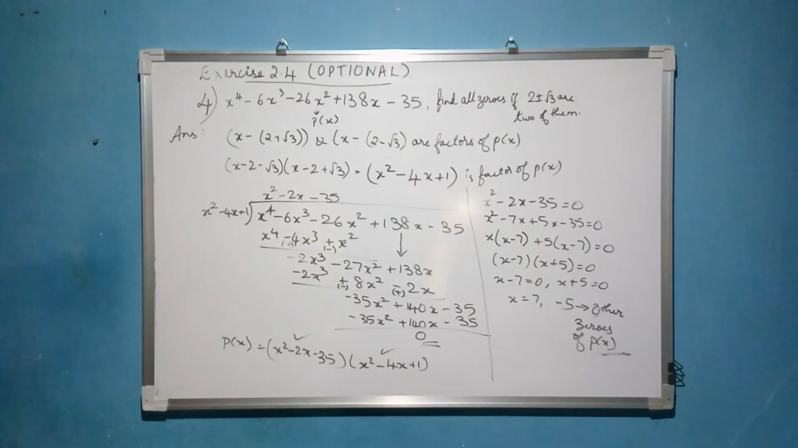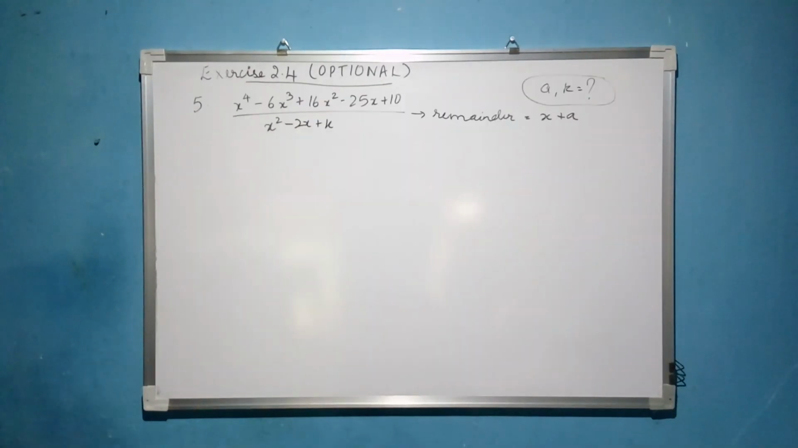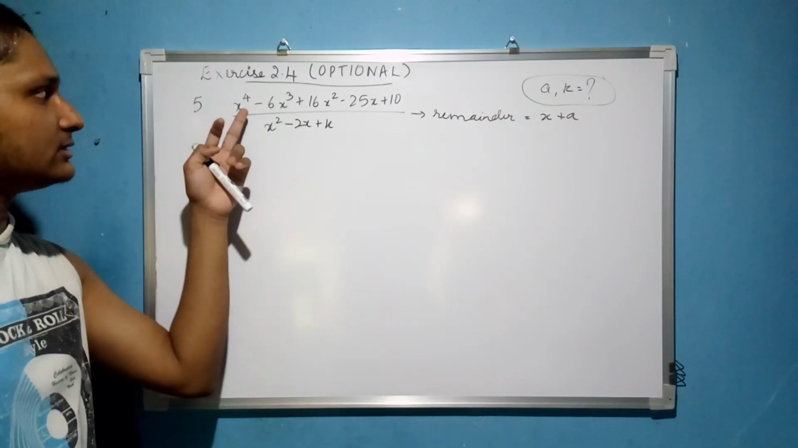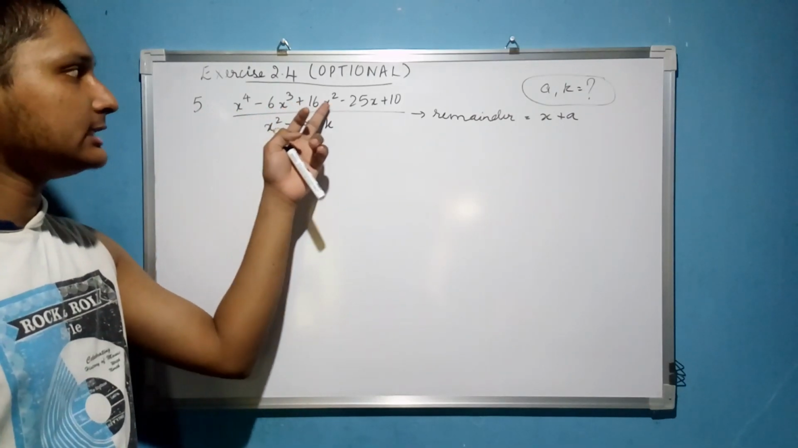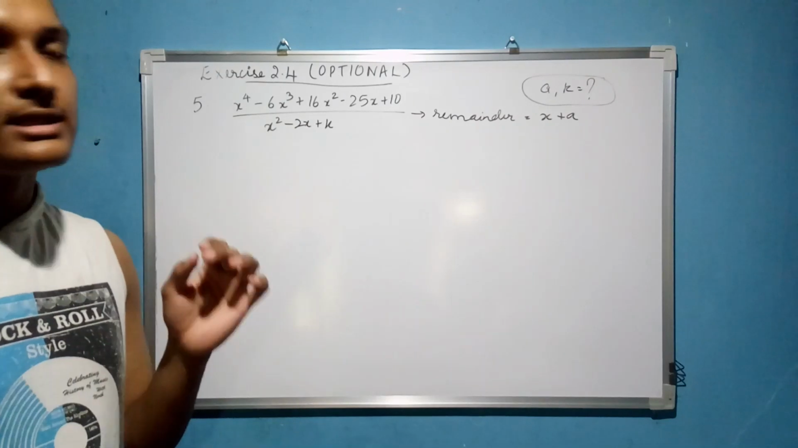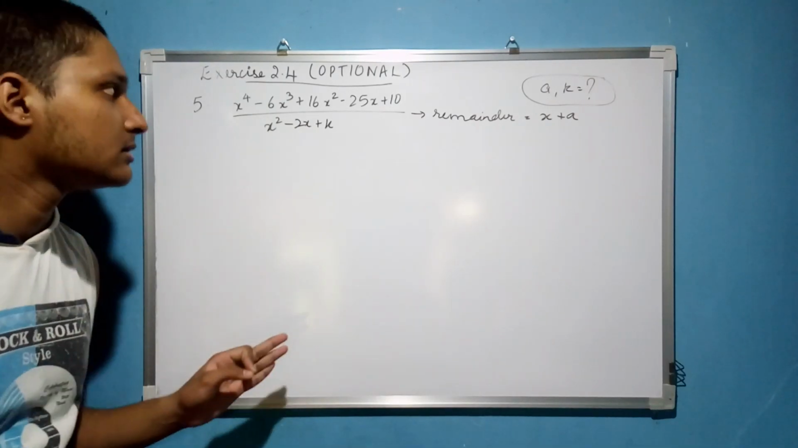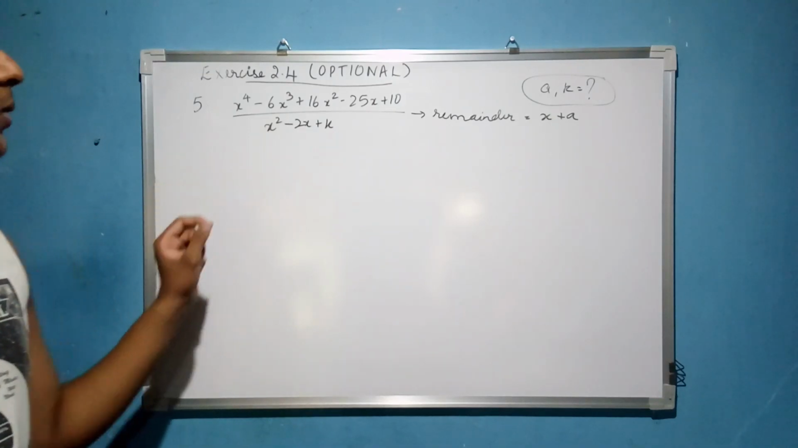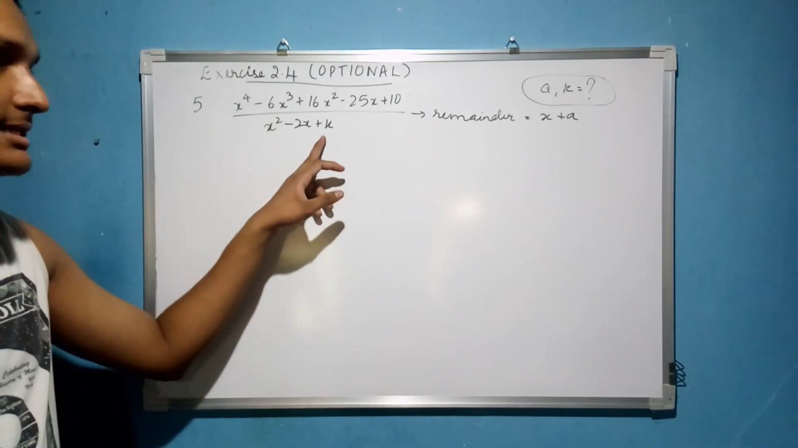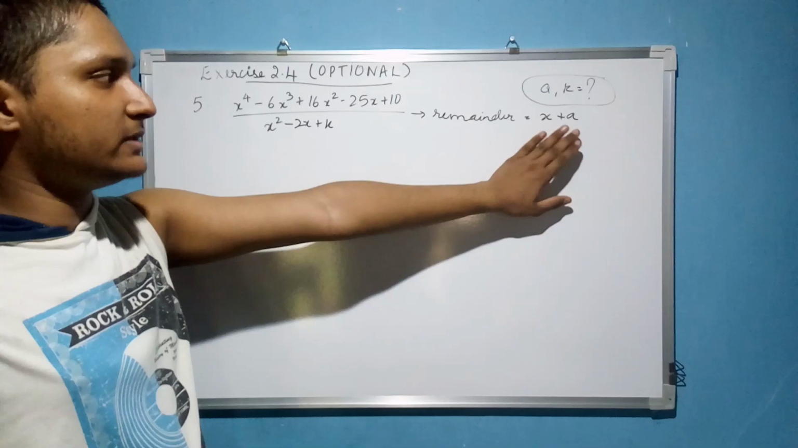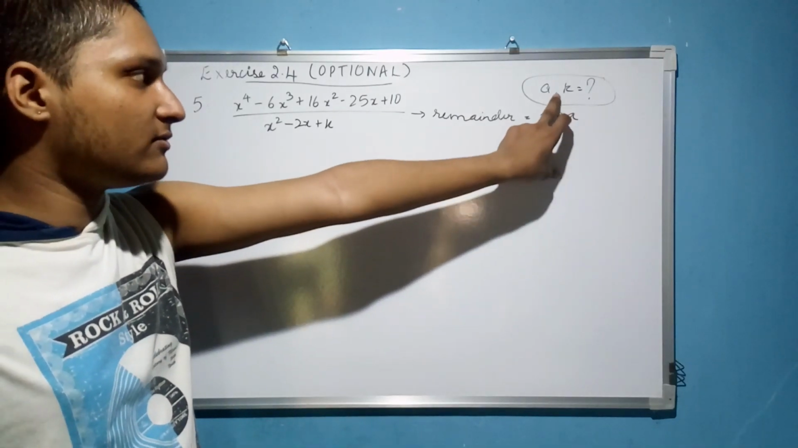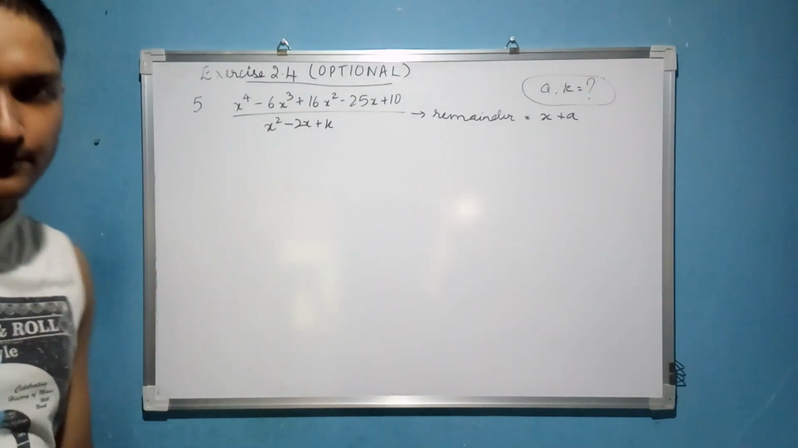Next we will move on to the fifth question. Say this is p of x: x raised to 4 minus 6x cube plus 16x square minus 25x plus 10. If you divide it by another polynomial, x square minus 2x plus k, the remainder comes to be x plus a. You are asked to find the values of a and k in such a case.